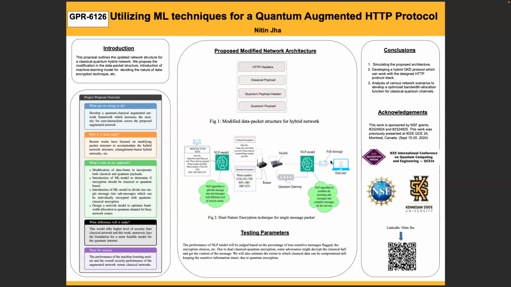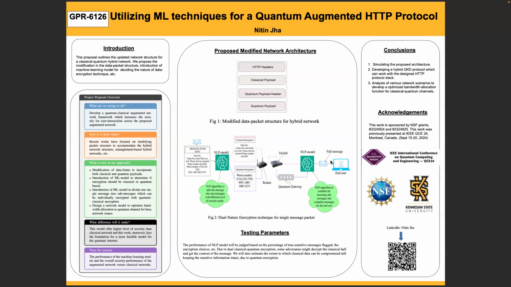augmented networks, which basically means utilizing the strengths of both classical networks and quantum networks to develop a quantum enabled or quantum augmented classical network. So that means we'll take the classical network stack and we will put quantum components on it to increase the overall security, while the classical components can be used to increase the overall efficiency of the model.